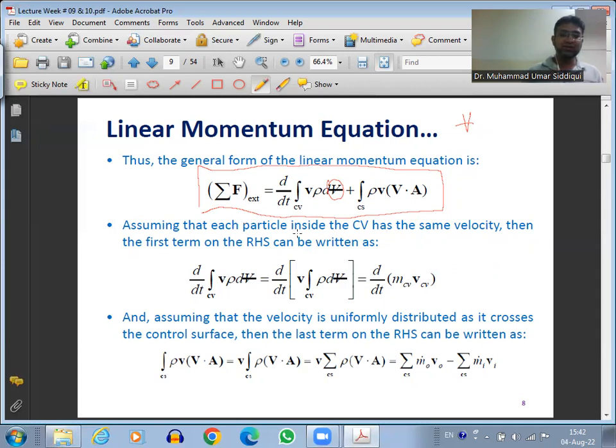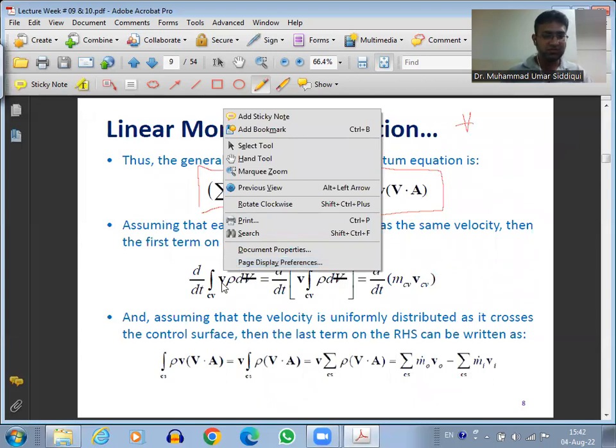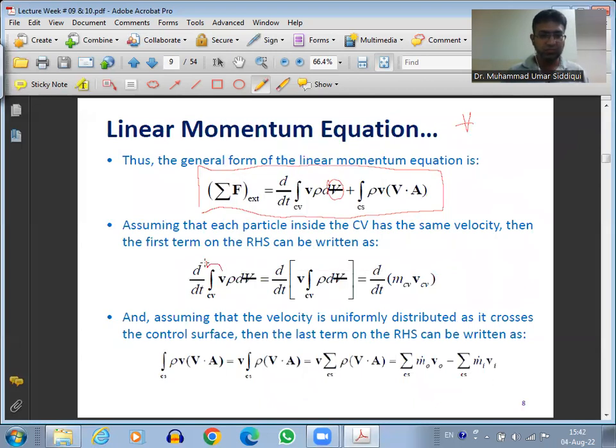Now assume that each particle inside the control volume has the same velocity. Then the first term on the right hand side could be written differently. If each fluid particle within the control volume has the same velocity, that means the velocity becomes constant, and if the velocity becomes constant, it can come out of the integral. So our equation becomes V integral rho dV.